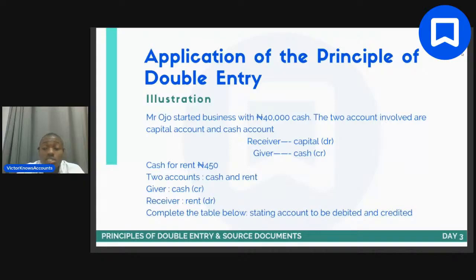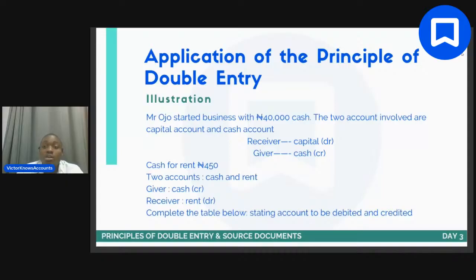What does that mean? It means that you can start your business with cash, and of course while starting your business you can also include something else that is not cash. For example, Mr. Ojo can decide to start with 40,000 naira cash and also invest his personal truck. Let's assume that he had a truck that he just used for personal purposes. Now he wants to start using that truck for business purposes. That truck is also part of his capital. It is just in the form of a truck. So in that case, the two accounts will be capital and truck account or asset account.